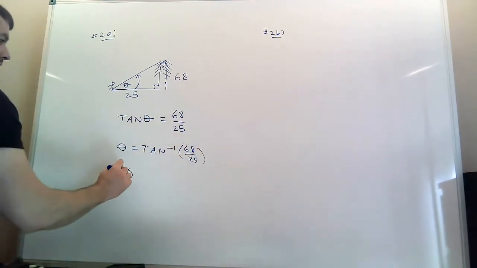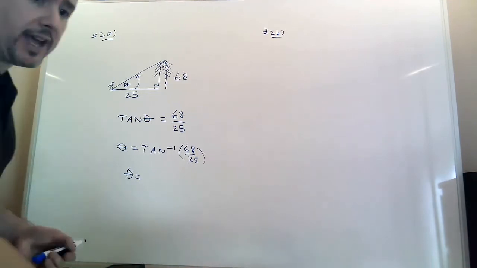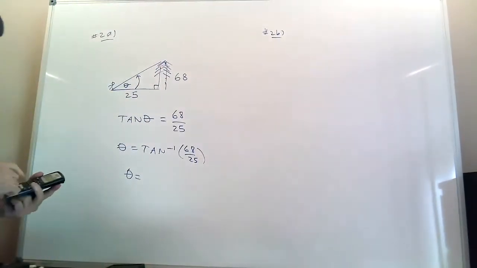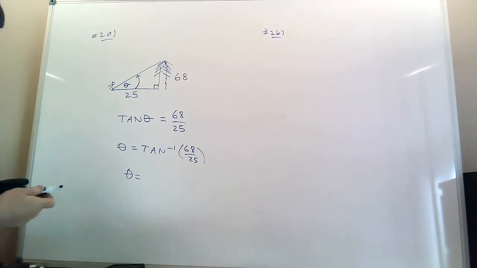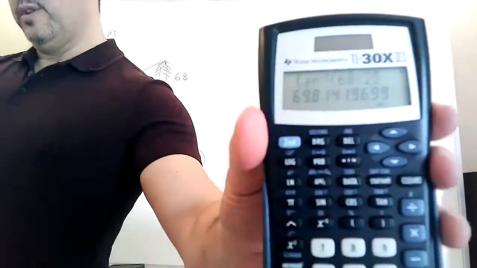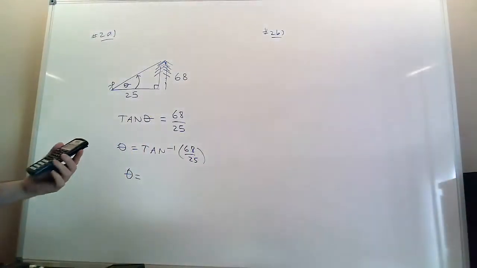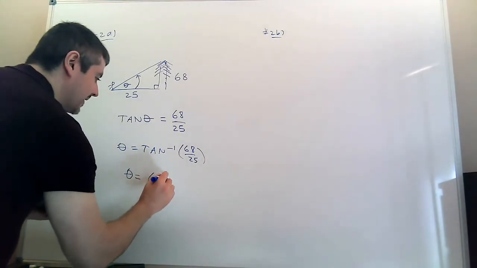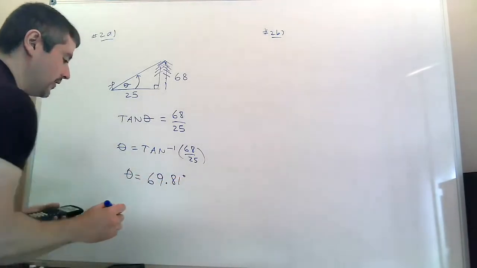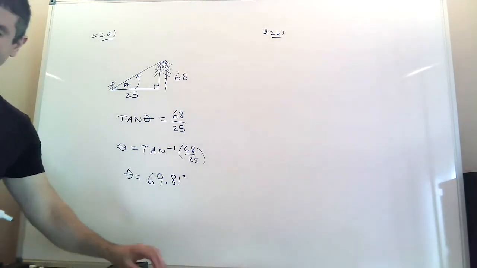to find the angle. If I give you the numbers and you want the angle, I don't know what angle that is. I have to do this on my calculator. So I hit inverse tan, 68 divided by 25. As I always do, holding it up, 69.81. 69, I love it. You will get that answer on your test, on the final, I promise.